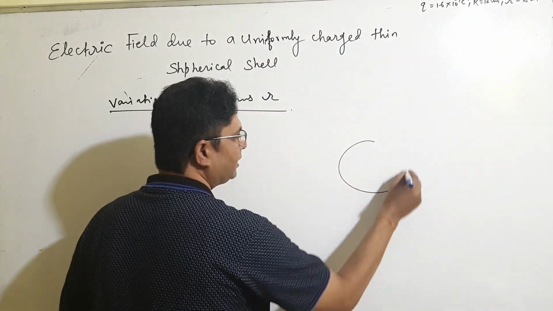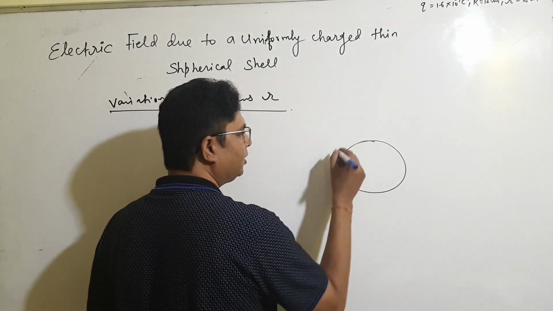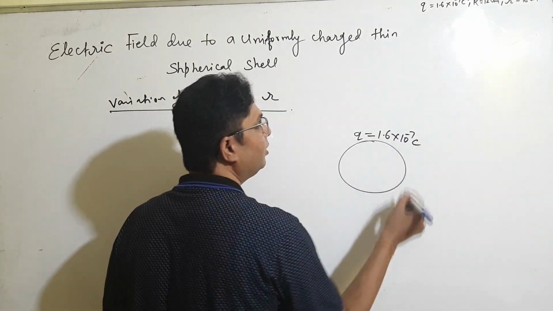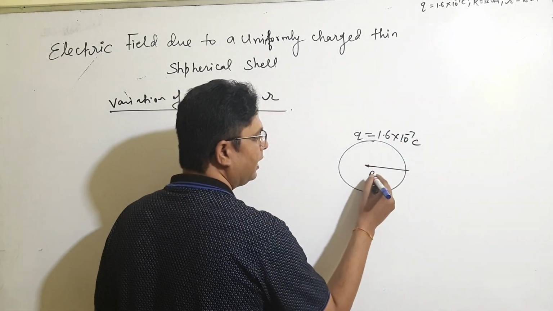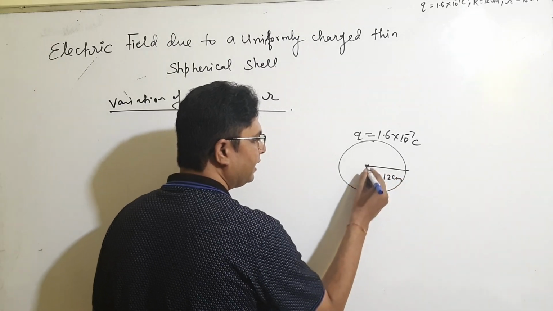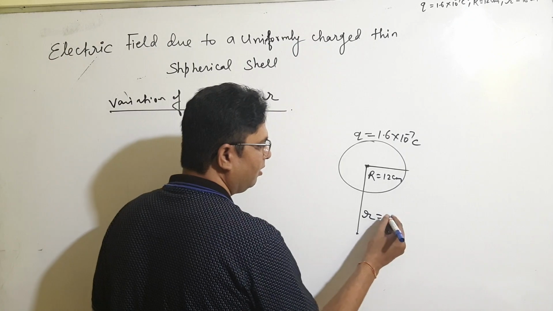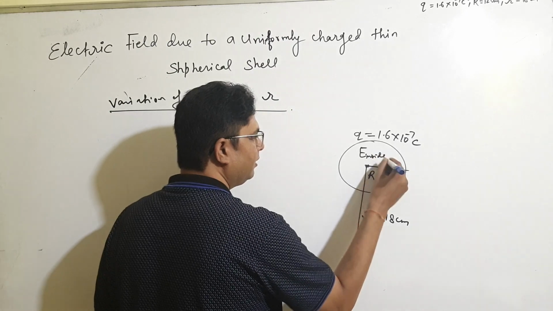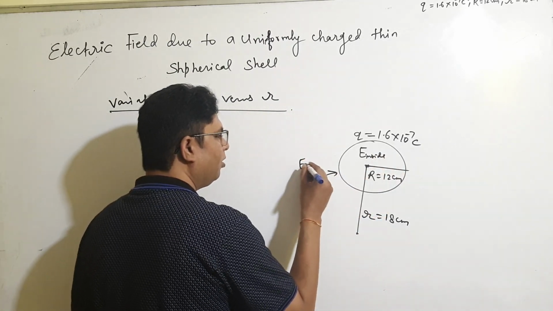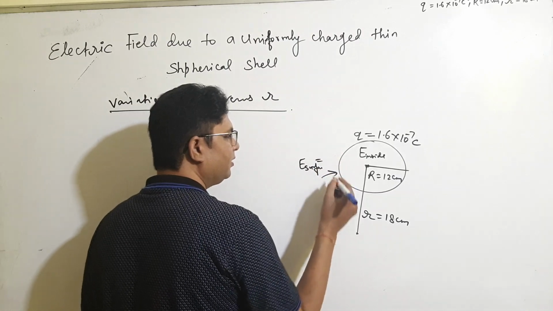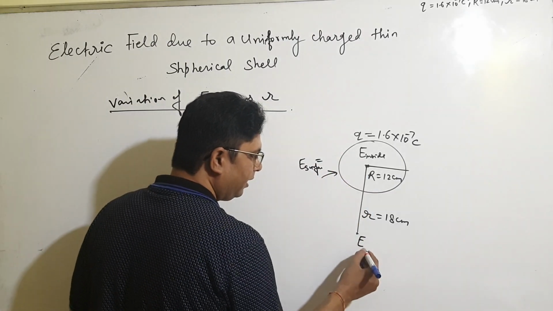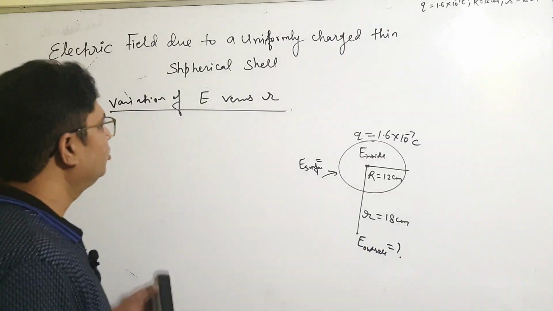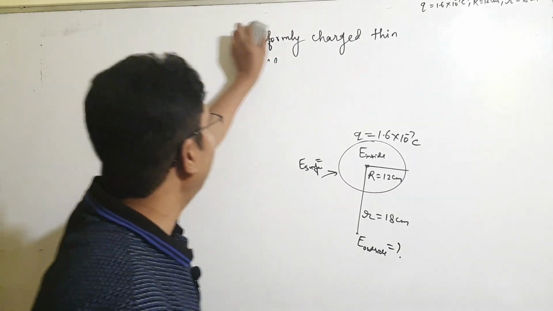Here I am giving you a charged shell. This charged shell has charge Q, which is equal to 1.6 × 10 to the power minus 7 coulomb. Let the radius of the charged shell R be equal to 12 centimeter. Let us take a distance small r outside from the shell, which is 18 centimeter. Then the question is, what is E inside? What is E on the surface or just outside? What is E outside at distance 18 centimeter? So we are going to find one by one.